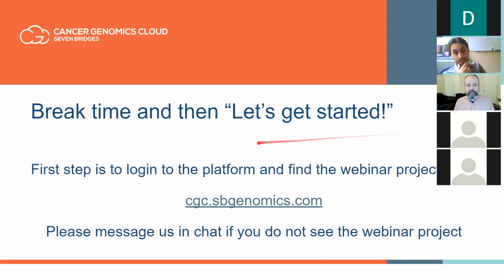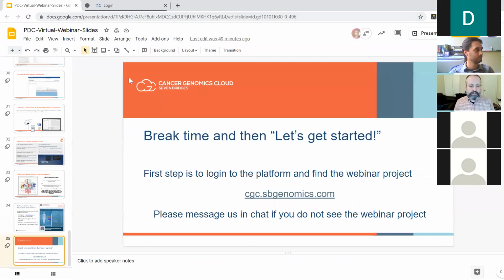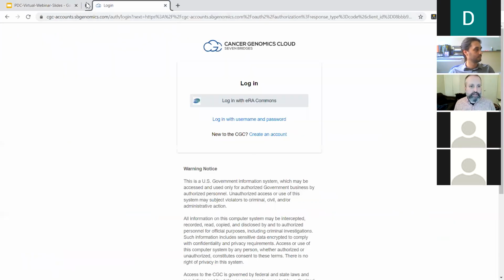I'm already logged in, but if you're not logged in, go ahead and click on cgc.sbgenomics.com, which will take you to the login screen. There's two ways to log in, and you'll know which one to use. You can link your eRA Commons ID, or you could create a combination password and email address. Wait, am I logged in? Let me hit refresh.